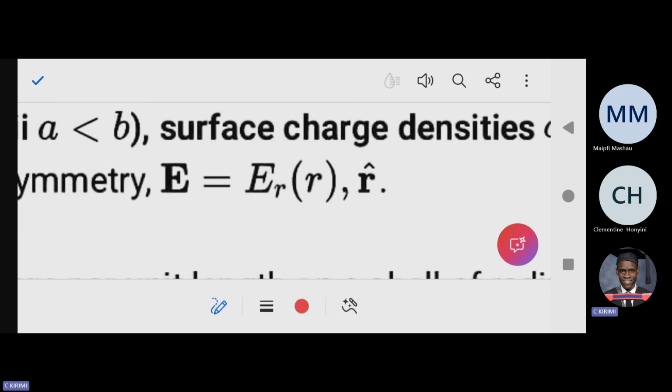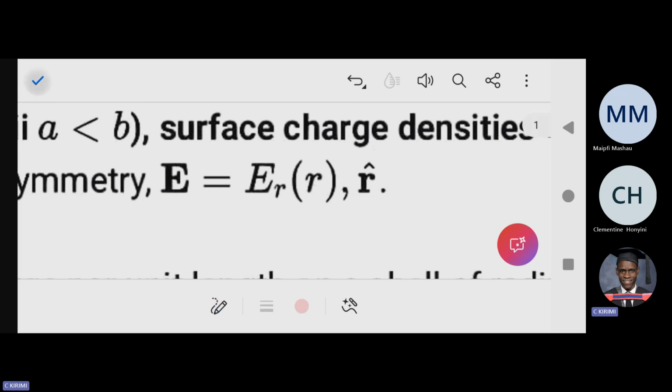You don't put a comma there. It's E, in bold, which means it's a vector. E is equal to E of r, with that r as a subscript down here. Then in brackets, r, a function of r. Then that r is a unit vector. It must have a hat on top.